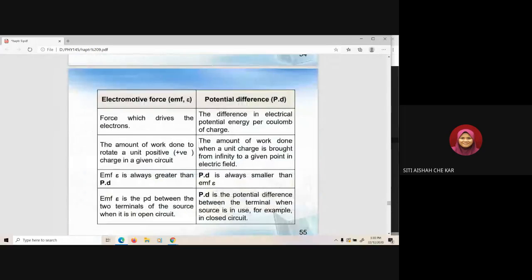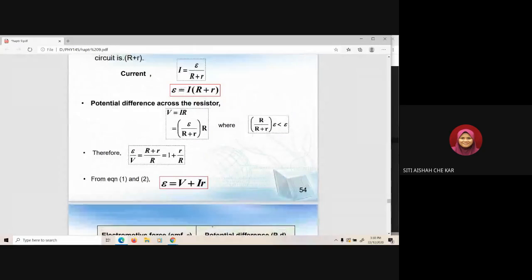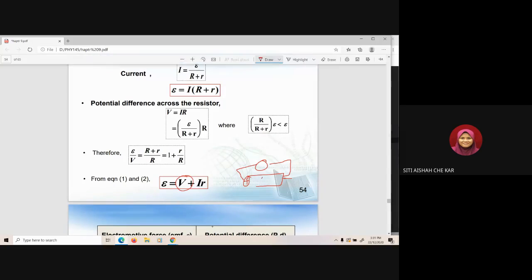Okay, itu beza antara electromotive force dengan potential difference. So electromotive force ataupun EMF ni biasa dia akan lagi besar daripada voltage. Sebab electromotive force ni waktu open circuit. So waktu bateri tu tak sambung apa-apa lagi, you sambung terus kepada voltmeter. So mungkin dapat bateri 12 volt, dapat 12 volt lah kat sini.